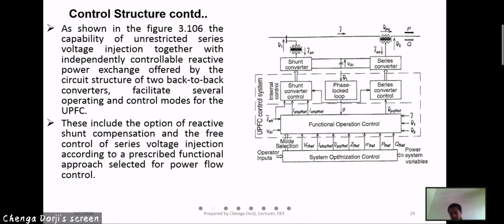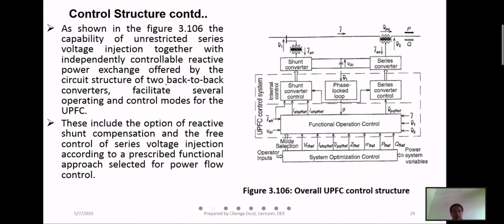As shown in this figure, the capability of unrestricted series voltage injection together with independently controllable reactive power exchange, offered by the circuit structure of two back-to-back converters, facilitates several operating and control modes for the UPFC. This is what you can do.